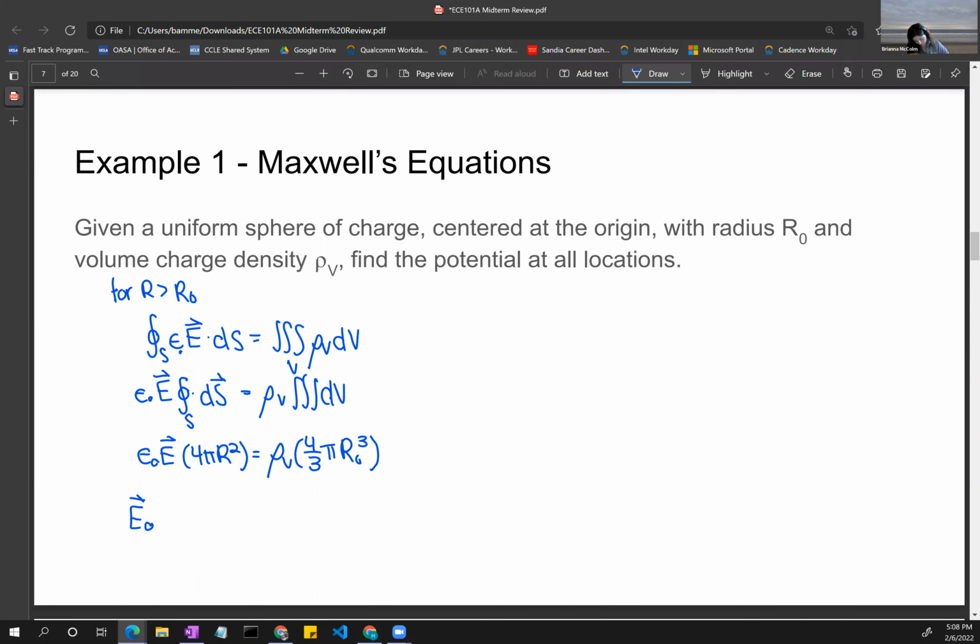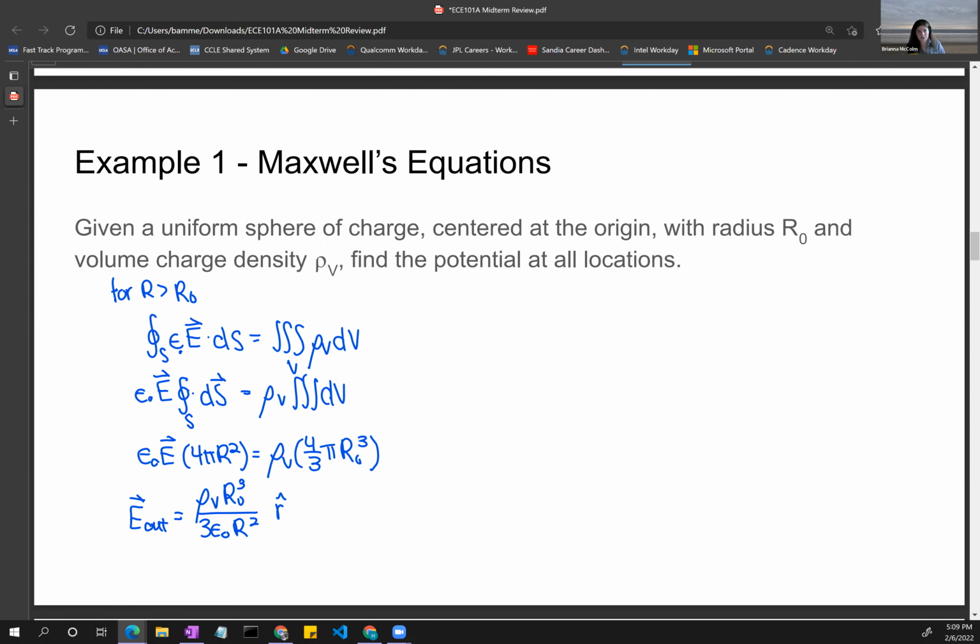So then we can write the electric field outside of the sphere just by dividing terms. And we can see that this field is in the r hat direction because it is symmetric in all other directions, so it has to be pointed radially outward. And then we're supposed to find the potential at all locations. So we can go from the electric field to the potential by taking the negative gradient. And we can notice that this electric field is only across one variable. So that means that we only need to do a single integral.